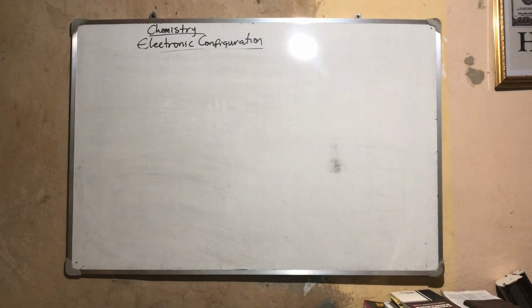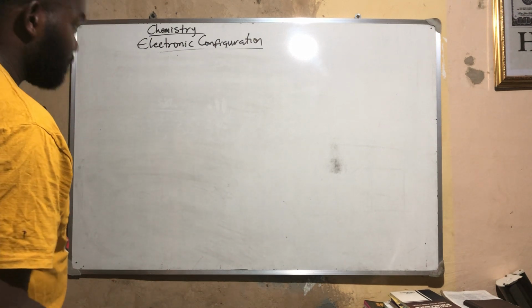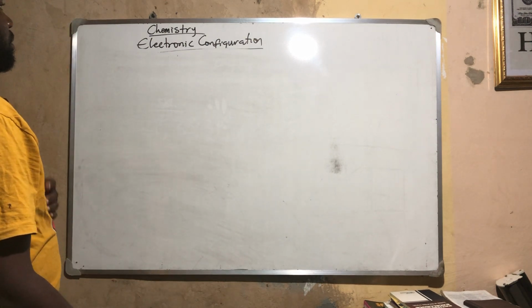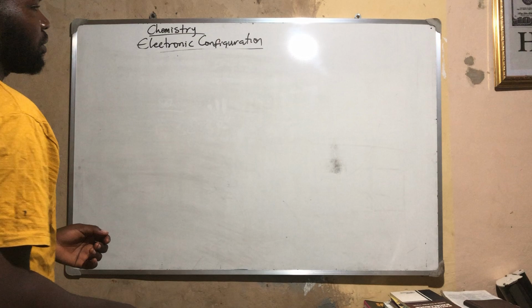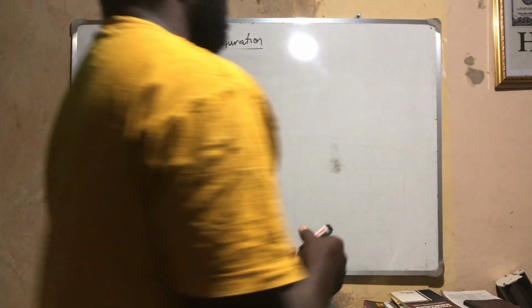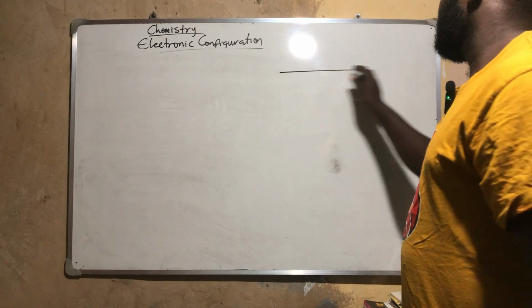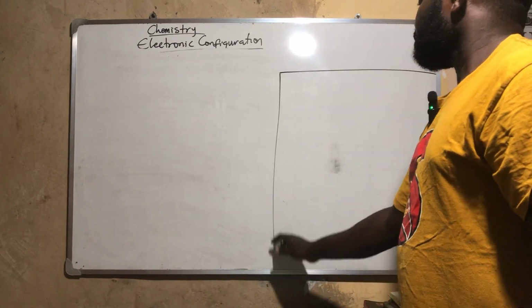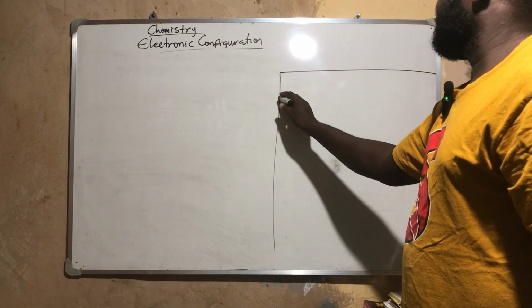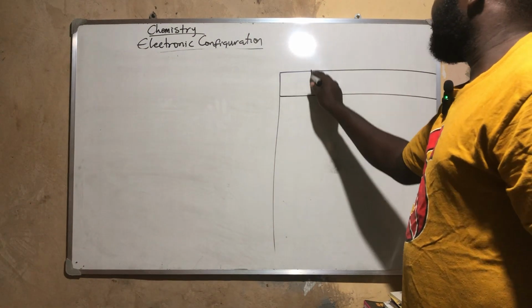In today's video, we'll be talking about solving electronic configuration of an atom. So how do you write the electronic configuration of an atom? Look at what you need to do for me. Just do this: if you draw this, I have my SPDF.